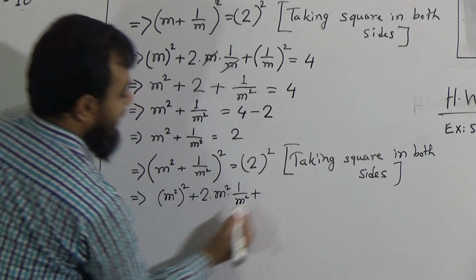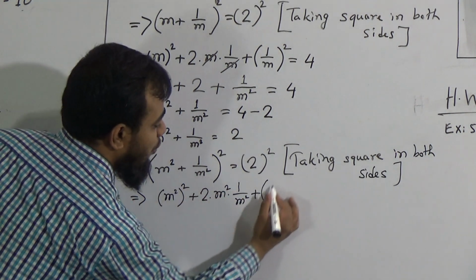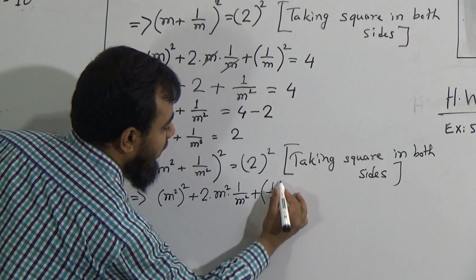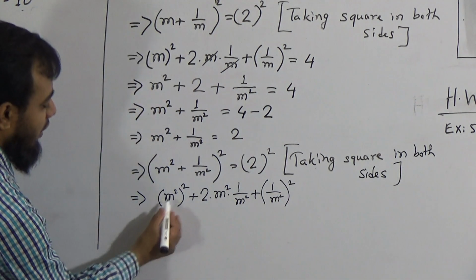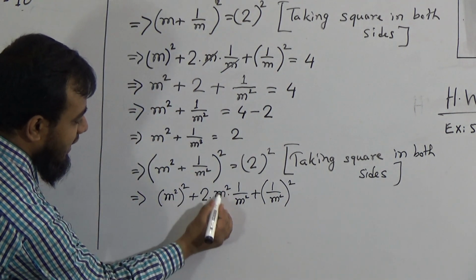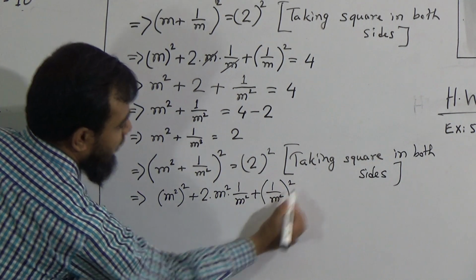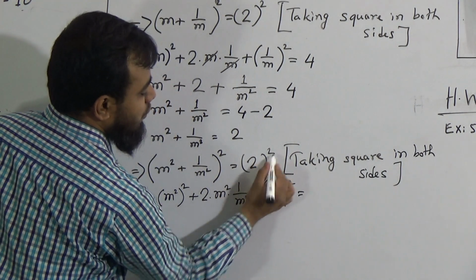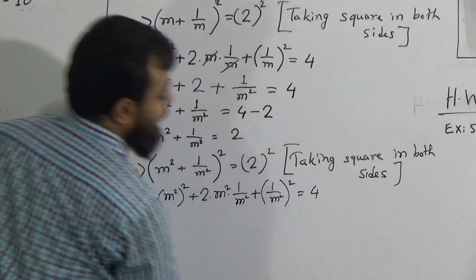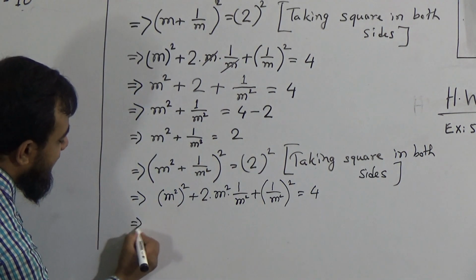Now it will be plus b square, b means 1 by m, that's square. Okay, now a square plus twice a b plus b square, that's equal to how much? That's equal to 2 square. 2 square means 4. 2 2s are 4. My dear students, it's a very easy calculation.